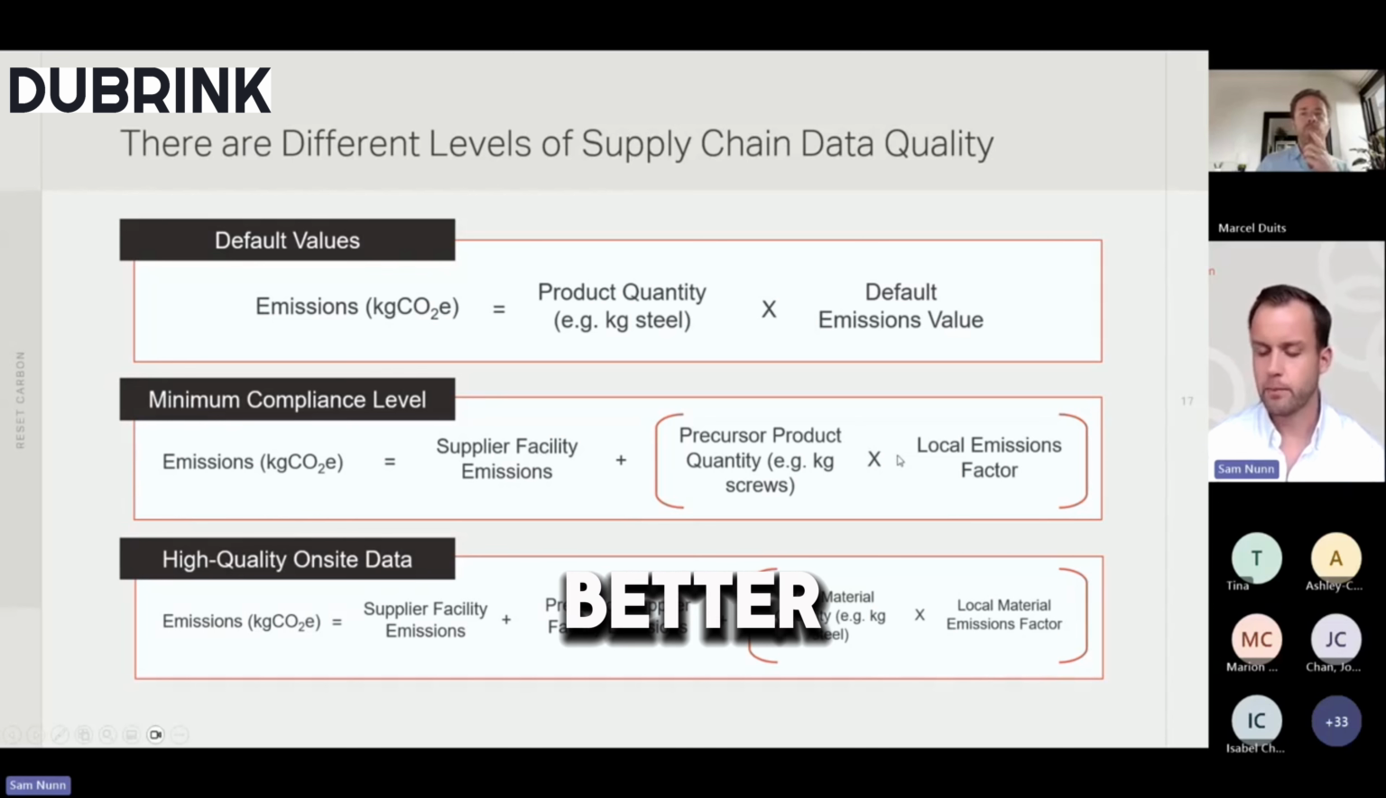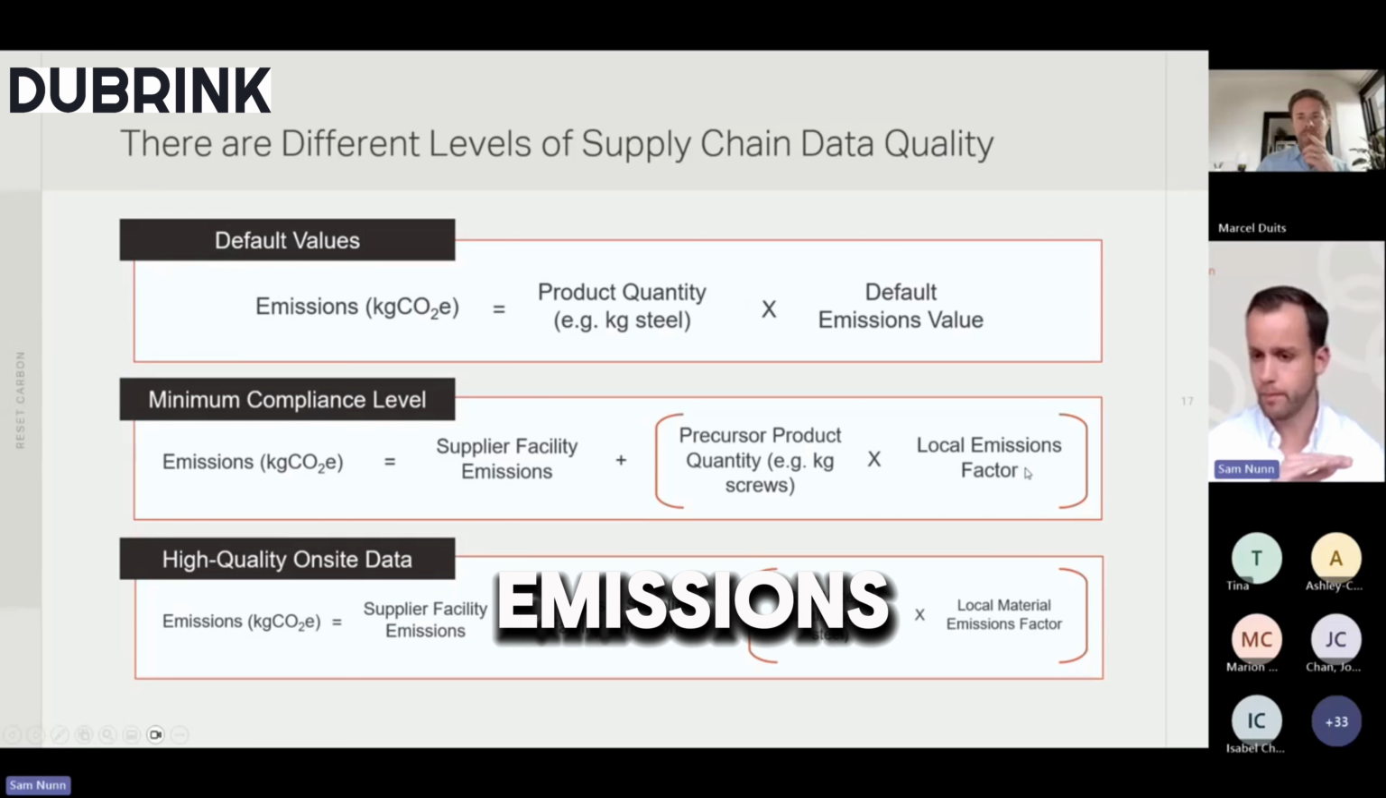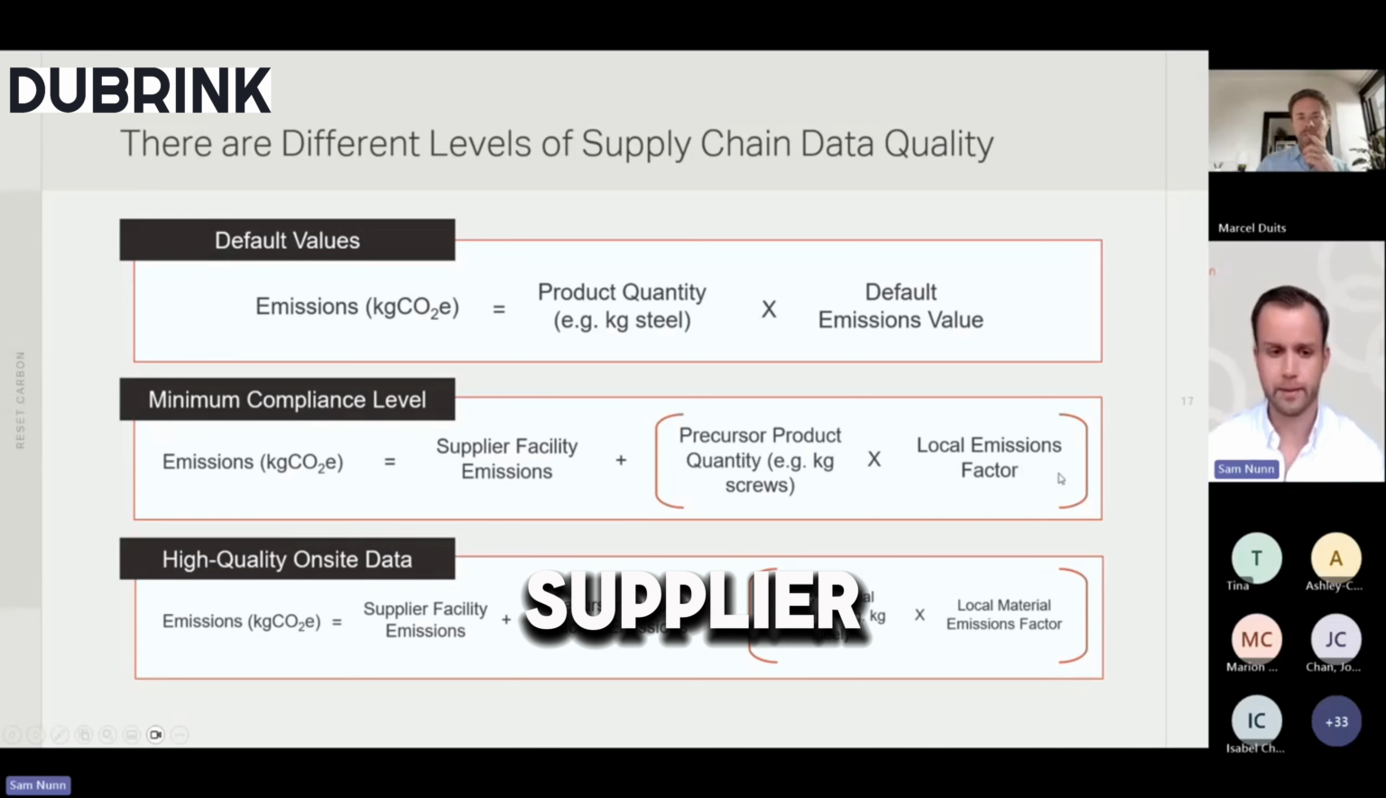Now, this is a bit better, but it still doesn't really allow you to have clarity on how carbon intensive your different suppliers are, right? Because you're applying one emissions factor for every supplier.